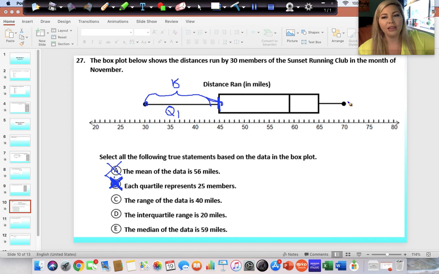Range is when you take the biggest number, which is 70, and subtract the smallest number, which is 30. And that gives us 40. So the range is 40. So that's correct. C is correct.